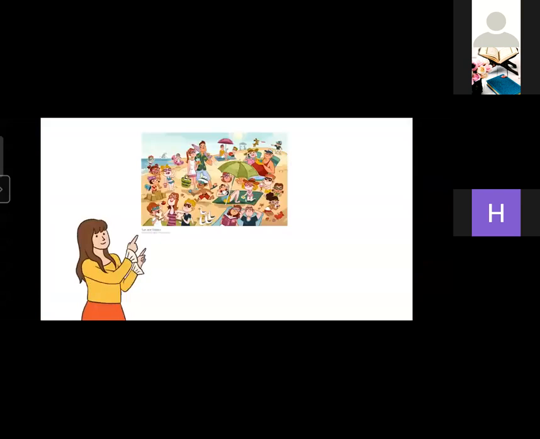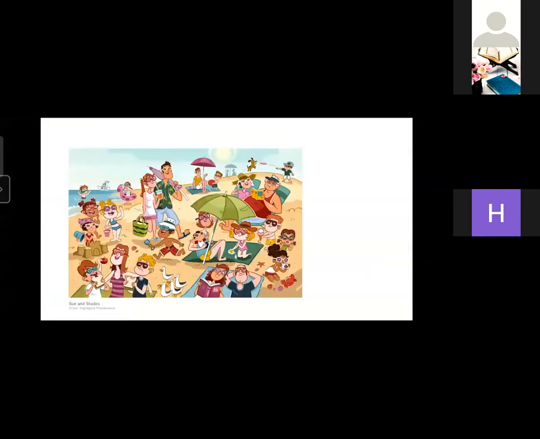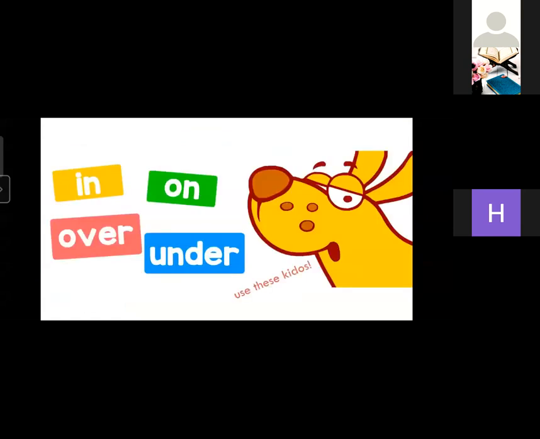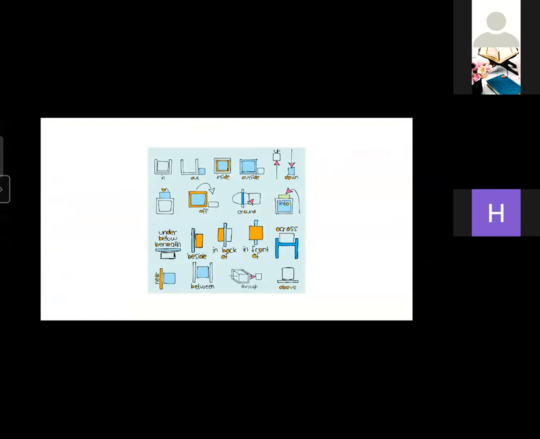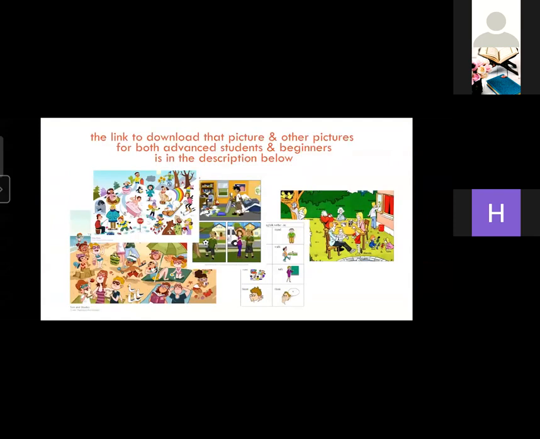You can use the same picture for the past progressive, therefore your question will be, what were these people doing yesterday, for example? You can also use the same picture to revise some prepositions. It's either you provide them with a set of prepositions to choose from, or let them choose what they remember from the lesson.